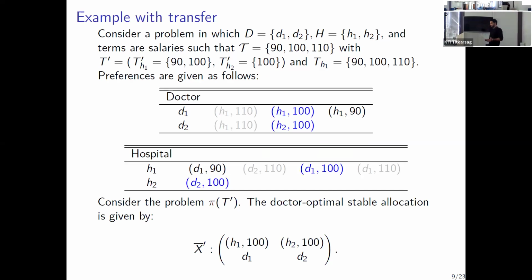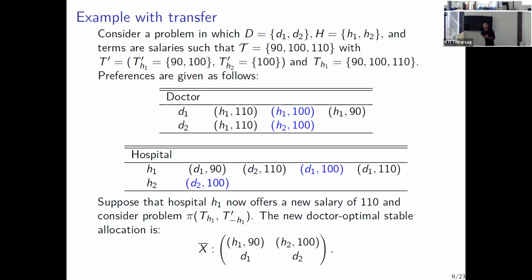So let's consider a first problem in which hospital H1 can only offer a salary of 90 and 100, while hospital H2 can only offer a salary of 100. Meaning that the contracts in light gray are impossible, they are not available, so I can forget them for the moment. If I run DA, at the first step, each doctor will propose their preferred contract to the hospital that is concerned. So Dr. D1 proposes this contract to H1 with a salary of 100, and Dr. D2 proposes this contract to H2 with a salary of 100. These 2 contracts are acceptable, so DA stops at the first step. And the doctor optimal stable allocation is given here.